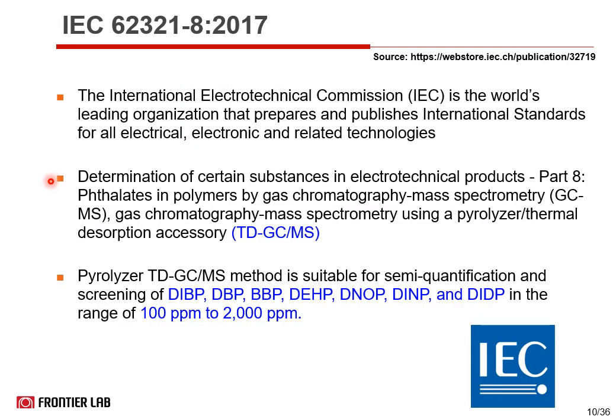In March 2017, the thermal desorption GCMS using a pyrolyzer was adopted as the official method and approved by IEC for the analysis of certain phthalates in electrotechnical products regulated by the RoHS directive. The pyrolyzer TD GCMS method is suitable for semi-quantification and screening of DIBP, DBP, BBP, DEHP, DNOP, DINP, and DIDP in the range of 100 ppm to 2000 ppm.